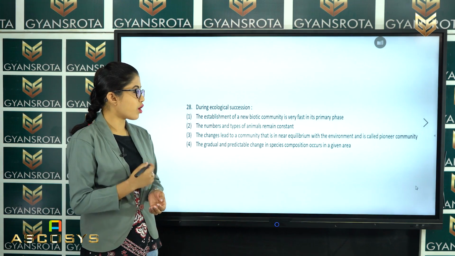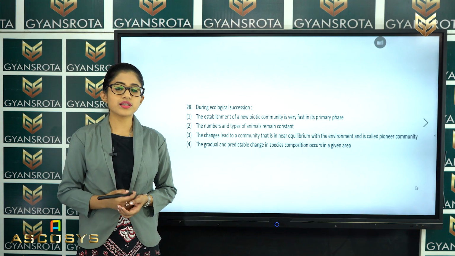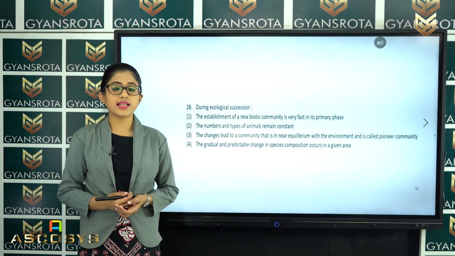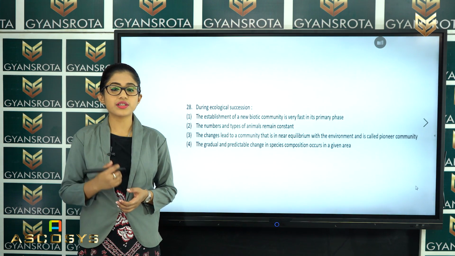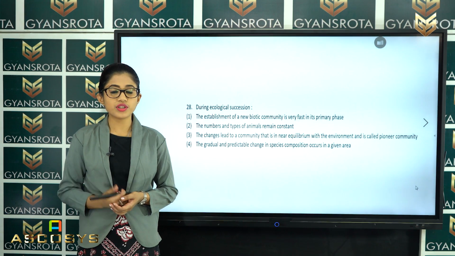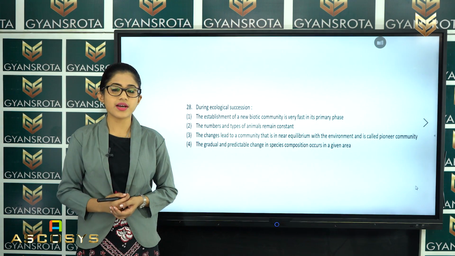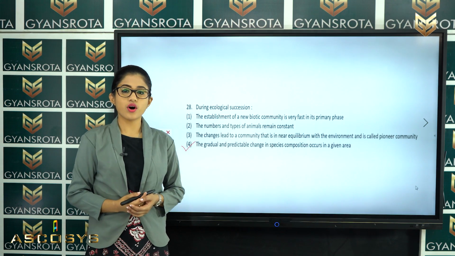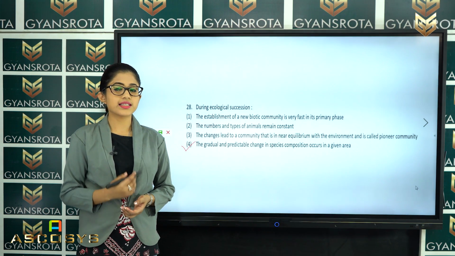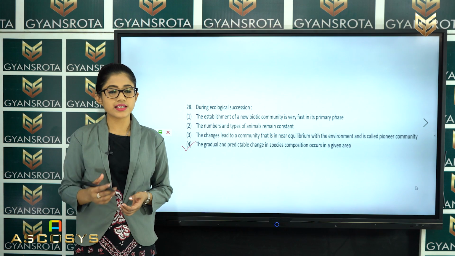So, among these 4 options, what happens during ecological succession? That is, during ecological succession, gradual and predictable changes in species composition occur in a given area, which means option number 4 is the correct answer to this question. So, this is the correct answer. Now, let us see the next question.